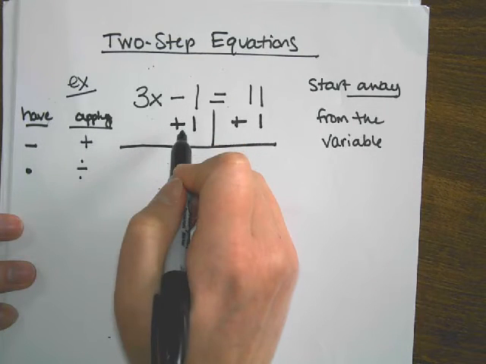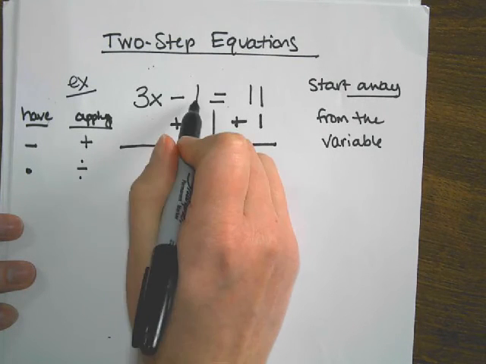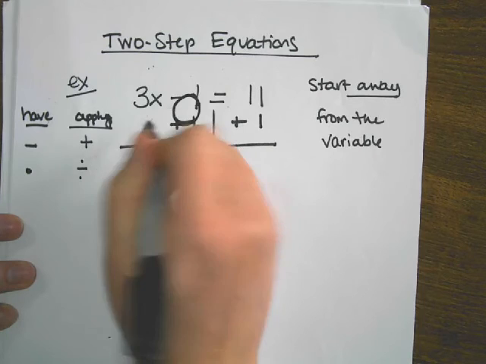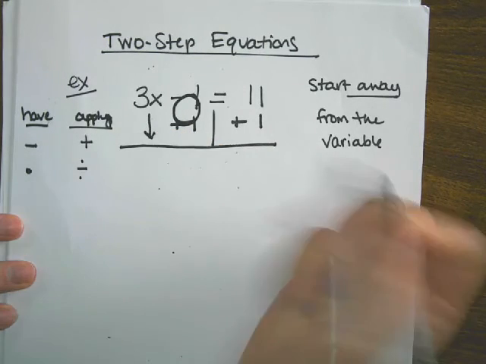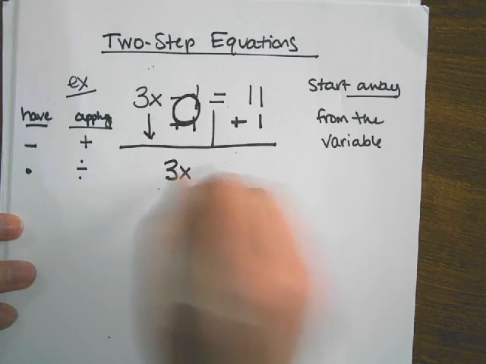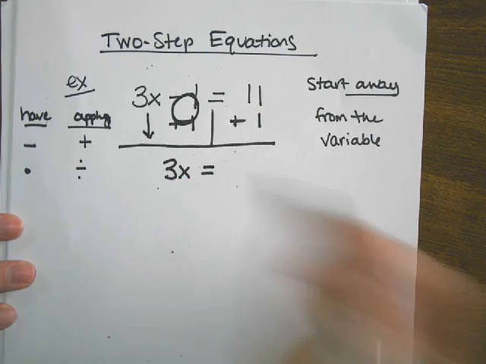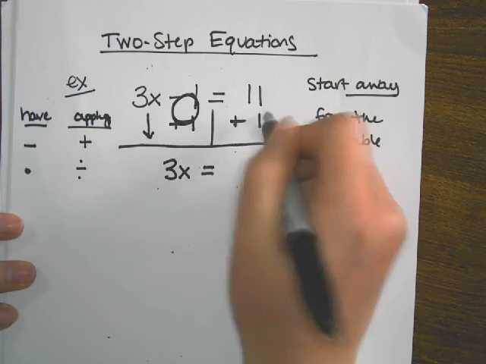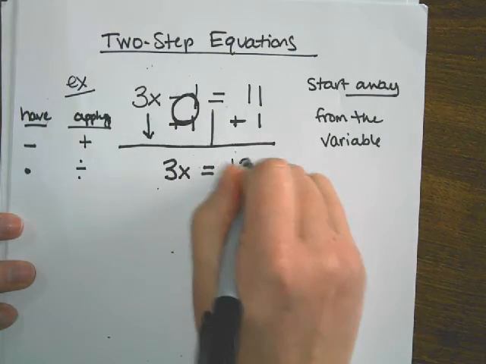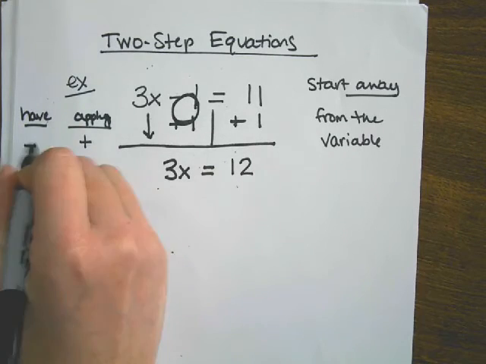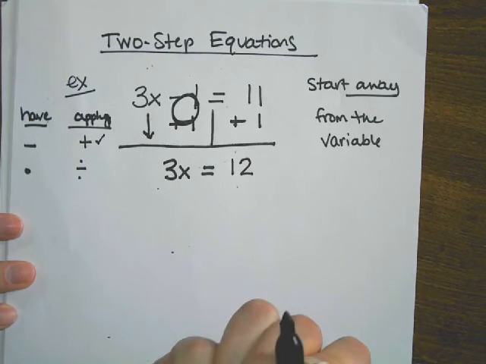Negative 1 plus 1 is 0. Remember, negative and minus mean the same thing. So now I have 3x on that side. Bring down my equal sign. 3x is equal to, well, 11 plus 1 is 12. Okay, so I've done that inverse operation.